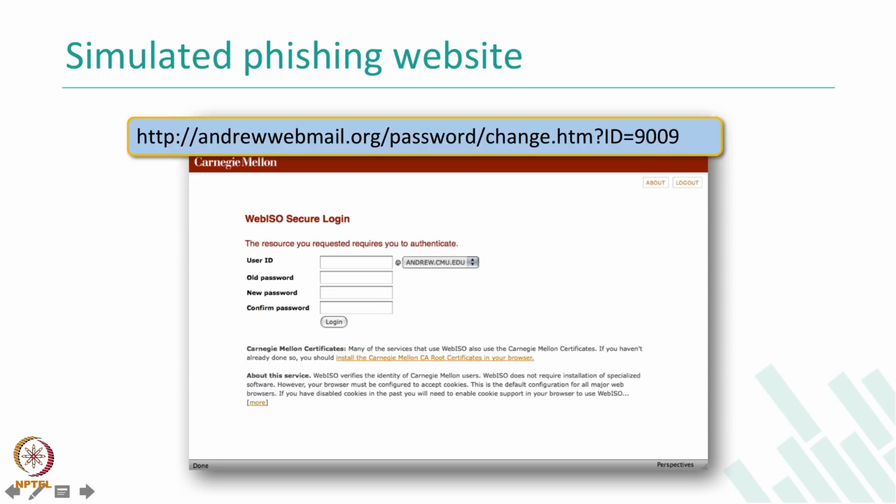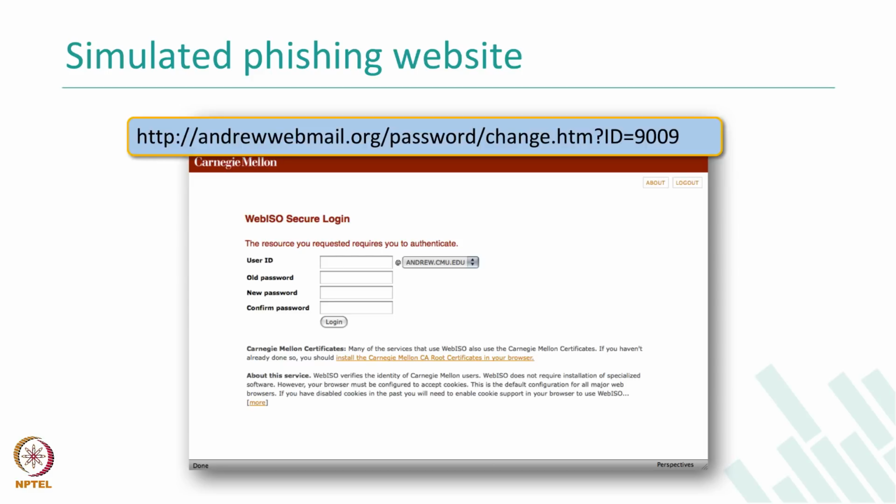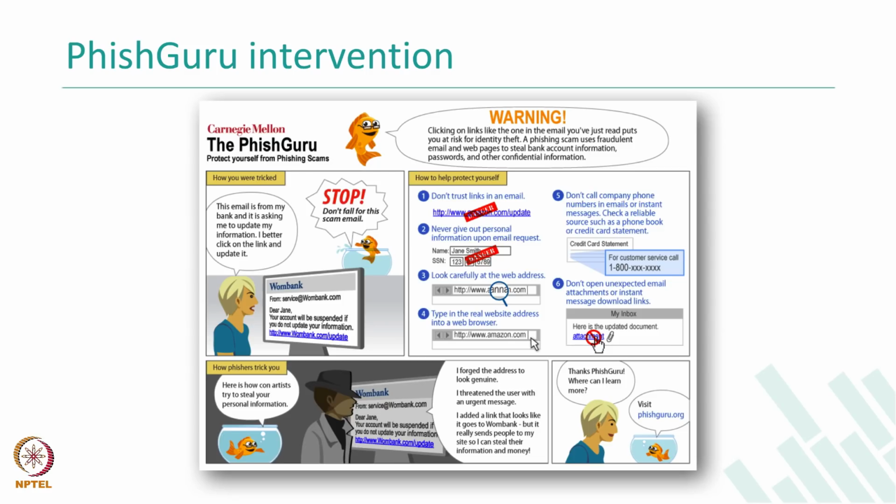And when they clicked on the link, they'd go to this page, which looks very similar to the WebISO secured login page of the campus, but the URL is very different. And when they give the username and password, they will get this message, "Thank you for updating your password," and the URL will be different. And for the interventions, we sent out the intervention, which is one of the things that I showed earlier.